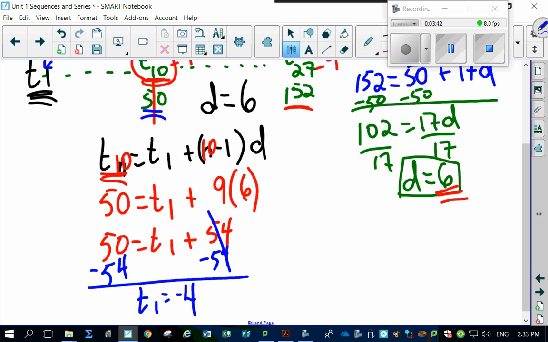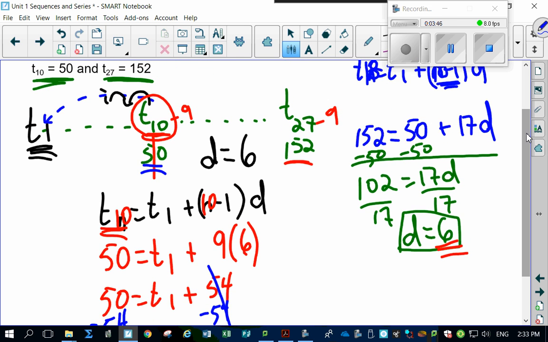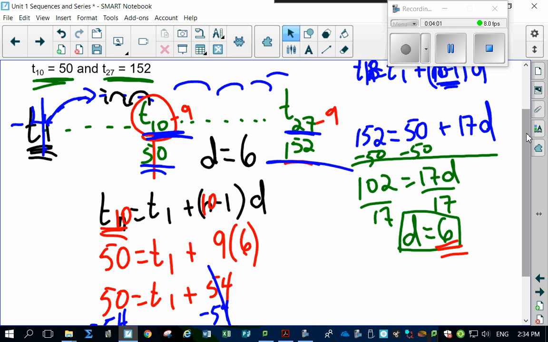My first term of this big, ugly, honking monster, this guy here, was -4. Look at that. And we went up by 6s till we got to T10, which is 50, and then up by 6s again until we got to T27, which is 152. That makes a whole lot of sense.